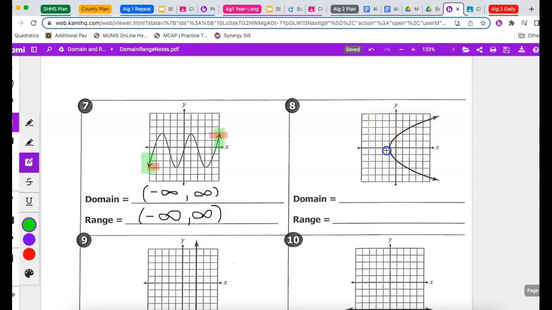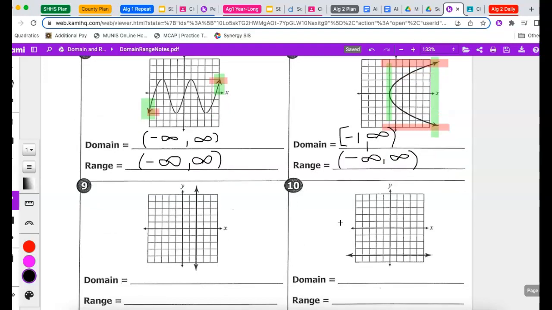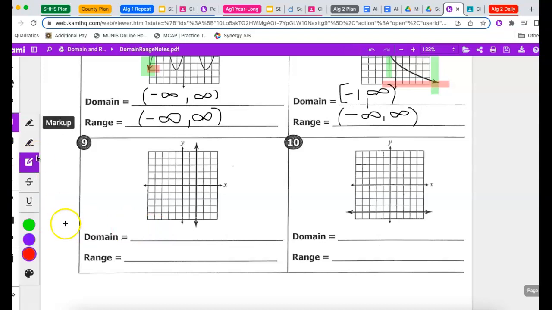All right, domain from left to right, and it seems to be going forever on to the right. And then we have from the bottom to the top, which are landing on both arrows again. So our domain is -1 to positive infinity, and our range goes down forever and up forever. So negative infinity to positive infinity. Anytime we use an infinity, we use a parenthesis. Anytime we have a number that's a solid point on our graph, we use a bracket.